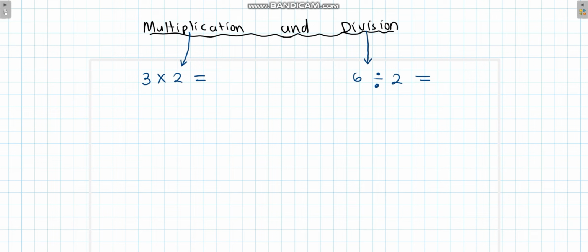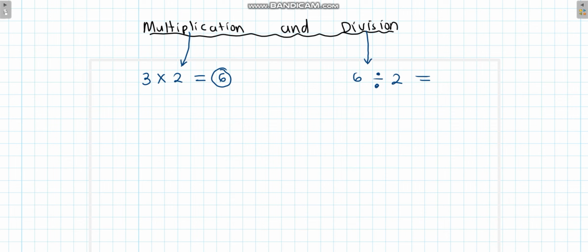Alright, so now we move to our multiplication and division. If I give you 3 times 2, 3 times 2 results to 6. So what do we call this 6? 6 is called the product. Product is the result of multiplying 3 and 2. Product is the answer of multiplication of two numbers being multiplied.